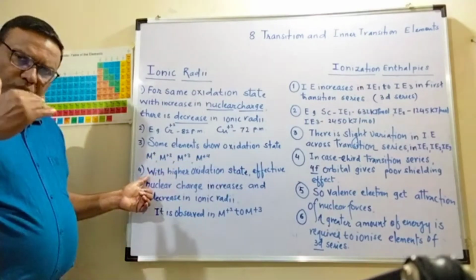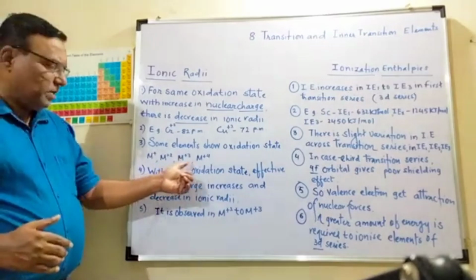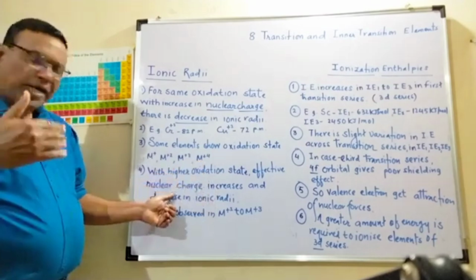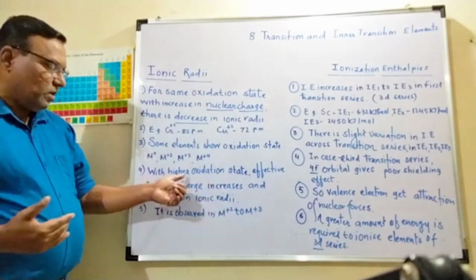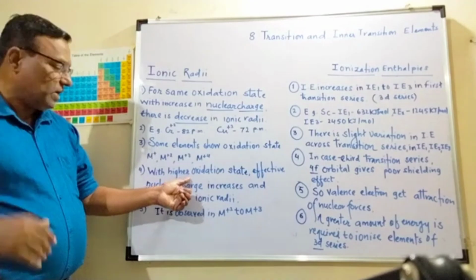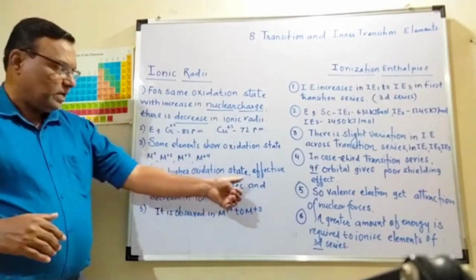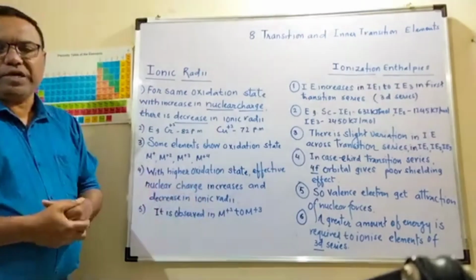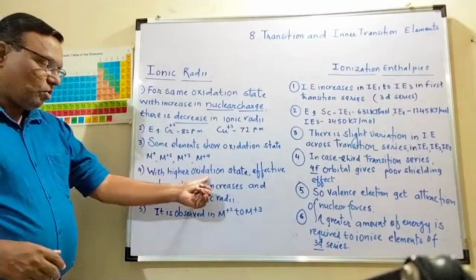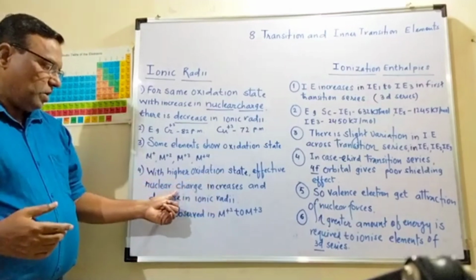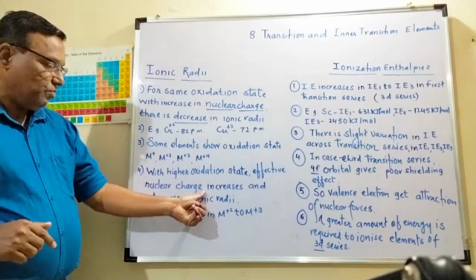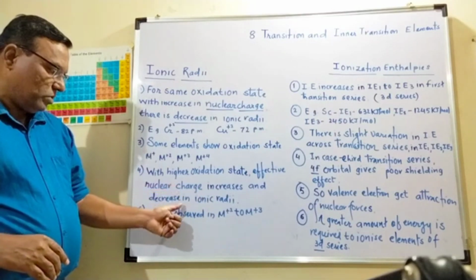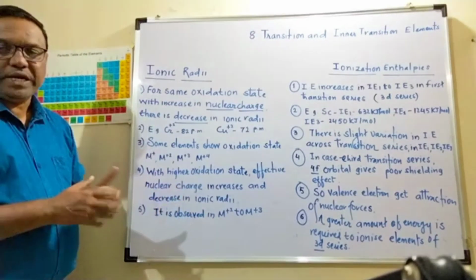Point number 4: with higher oxidation state, you can observe M plus 3, M plus 4. These are the higher oxidation states. With the higher oxidation state, the effective nuclear charge increases, and as a result of the increased effective nuclear charge, there is a decrease in the ionic radii.